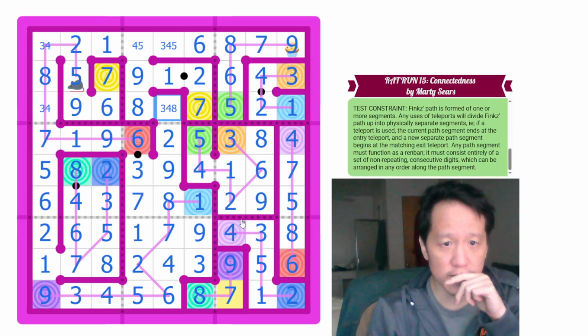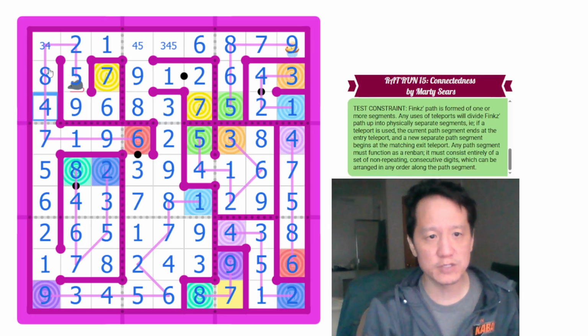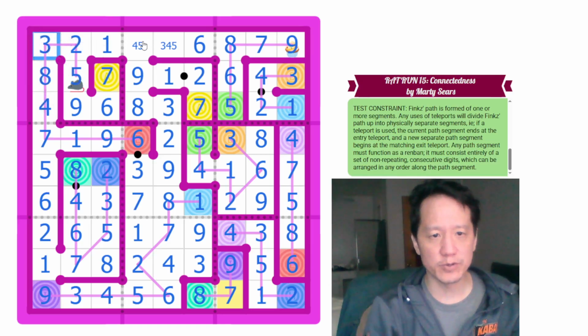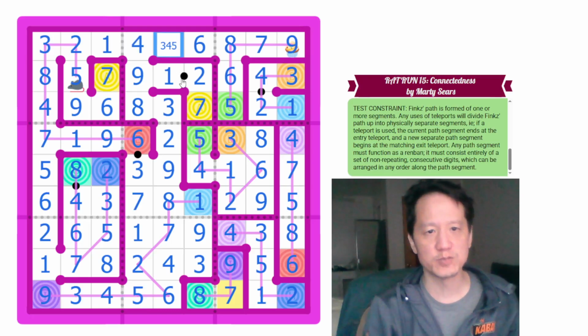This can't be 8 or 4, so this is 3, which makes this 4, which makes that a 3. That's 3 in the corner. We celebrate because we know we're almost done. This has to be a 4 because of that 5, and therefore this must be a 5.